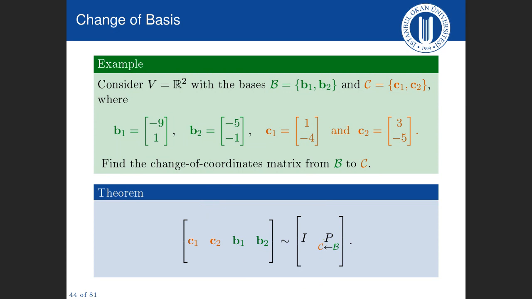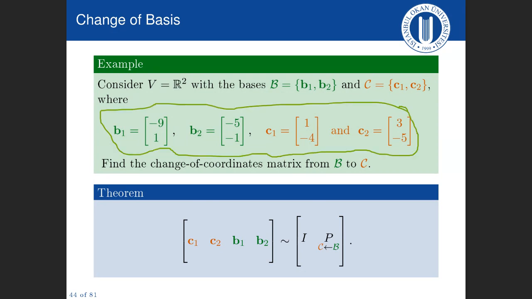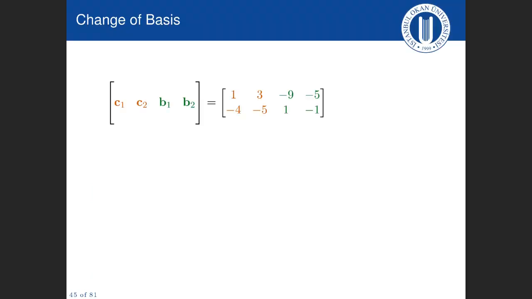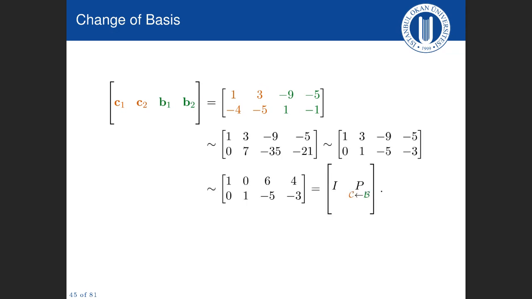So this is what we're going to do. We're going to start with this augmented matrix. We would row reduce it, and then we're going to find the change of coordinates matrix from B to C. So we're going to start with the augmented matrix, first column C1, second column C2, third column B1, fourth column B2, and then we're going to row reduce this. And I'll leave this calculation for you to check.